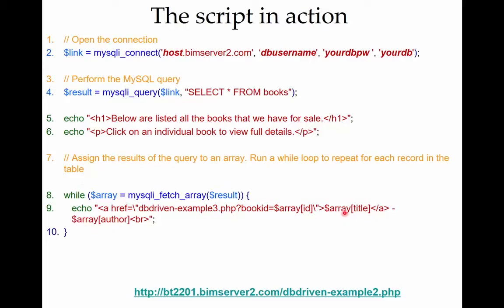And here you can see the title of the book. I make it into a link, a href, and I link to another PHP file, and I hand over the ID of the book. Book ID, and here we just echo the other ID. So for book 1 we link to database driven example 3, book ID is 1. For book 2 we link to book ID is 2. For book 8 we link to book ID is 8, and so on.